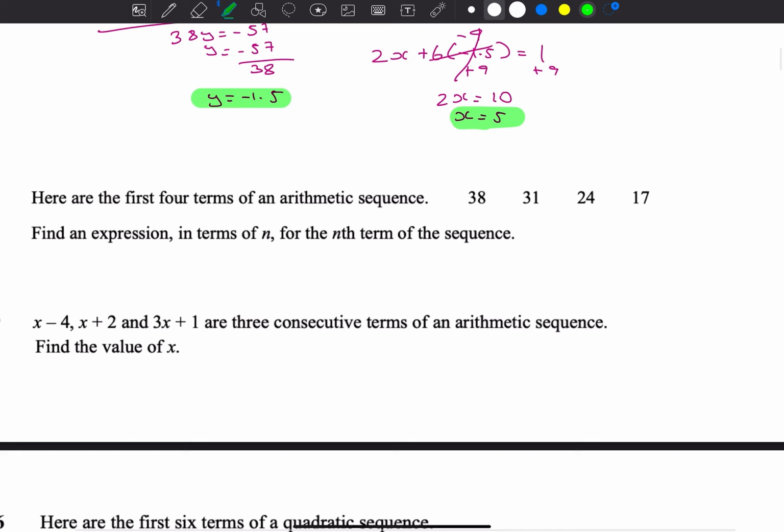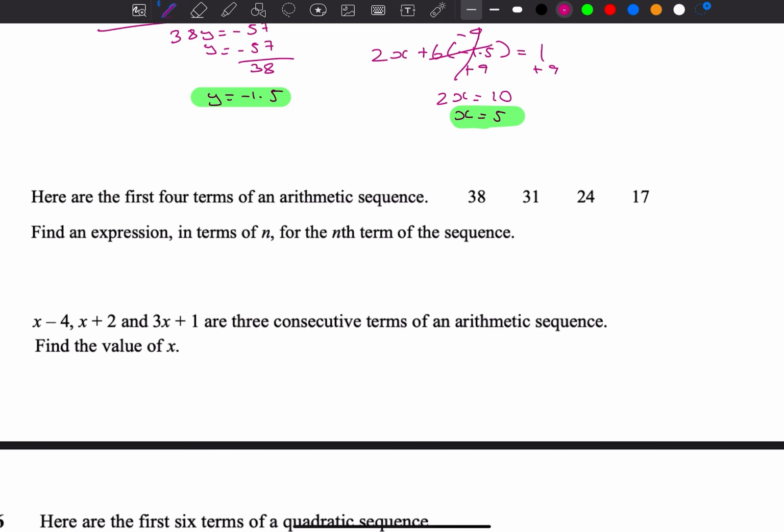For arithmetic sequence, work out the nth term of the sequence here. Arithmetic is easy. Here to here, what's happening? Minus 7. So it's minus 7n. What is the previous term it should have been? So it's not minus 7 anymore, it will be add 7. 38 add 7 is 45. So minus 7n plus 45.